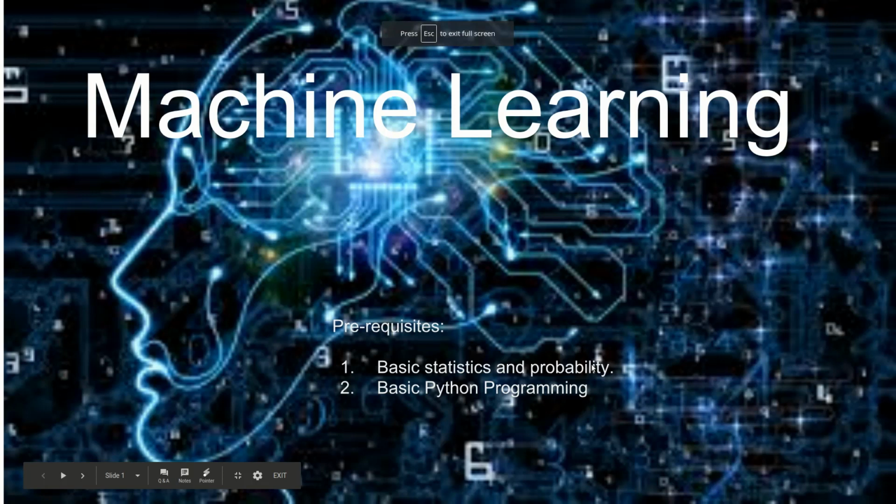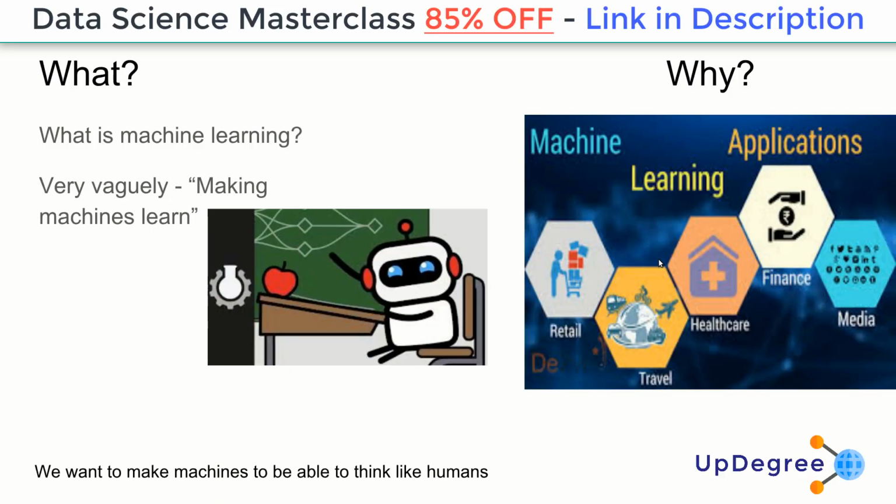Machine learning is everywhere. It has found its application in healthcare, retail, finance, education, and even agriculture. So what is it? And why has it become so important since the last few years? Well, very vaguely speaking, machine learning is making machines learn. It sounds very vague, I know, but that is what we want to do. We want to make machines be able to think like us humans.